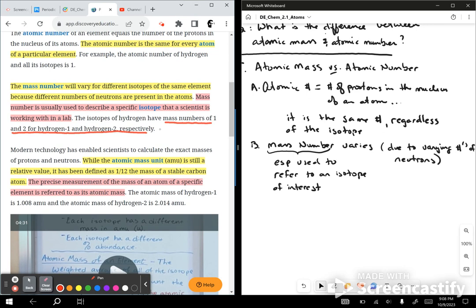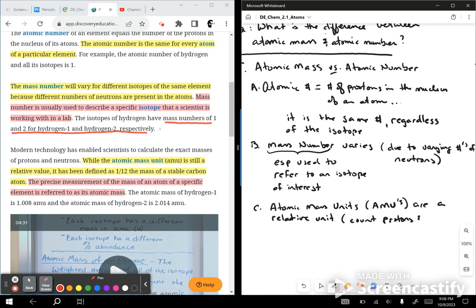Okay, third paragraph here. Modern technology has enabled scientists to calculate the exact masses of protons and neutrons. While the atomic mass unit is still a relative value, okay, so we should maybe write this down here because we've been talking about atomic mass units, right? These are AMUs. Are a relative unit, right? You just count the protons and the neutrons. That's not necessarily very exact, is it? Well, the atomic mass is then the answer to that. This then becomes a very specific number here.